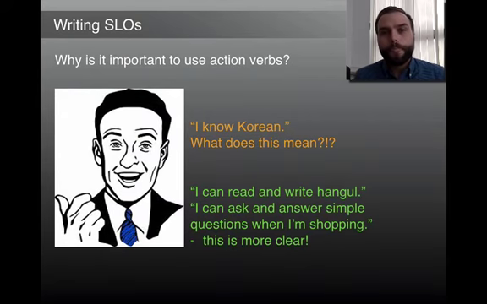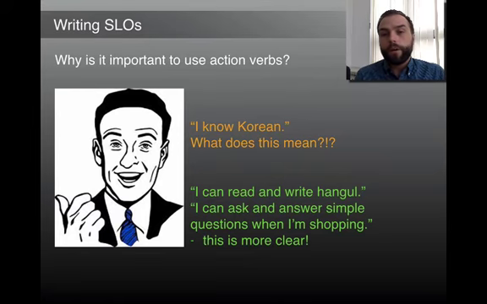So here's an example of an expression that shows why it is important to use action verbs. Now, this gentleman here says, "I know Korean." Now, what does this mean? What does it mean, "I know Korean," right? We don't know what level he is. Maybe he can say one word. Maybe he's fluent. Maybe he can read Hangul. Maybe he just knows one or two expressions. Okay. The word know is not a very specific, clear, and accessible verb to use.